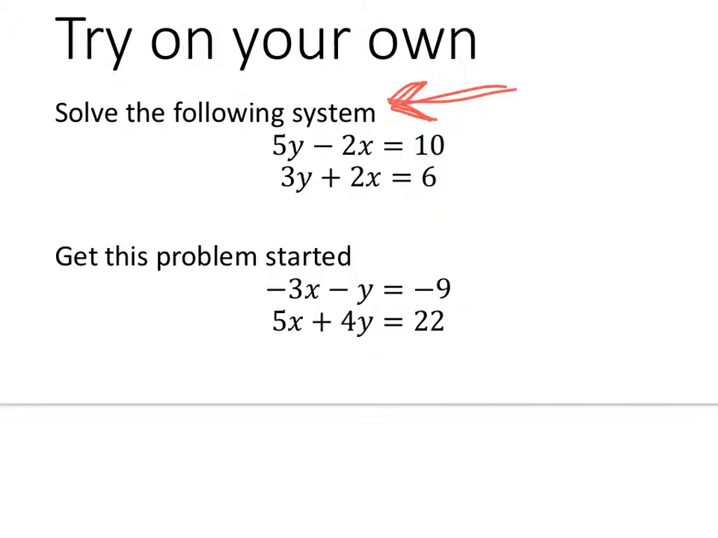For this second problem down here, I just want you to get this problem started. If you realize this is a little different than any of the examples I've shown you so far. None of these variables are really even close to canceling each other out. So I just want you to try and come up with the first step of what you would do to get either the x's or the y's to cancel each other out once you add them together. So try these problems on your own, bring them to class, and then we'll spend the whole class time working on elimination.